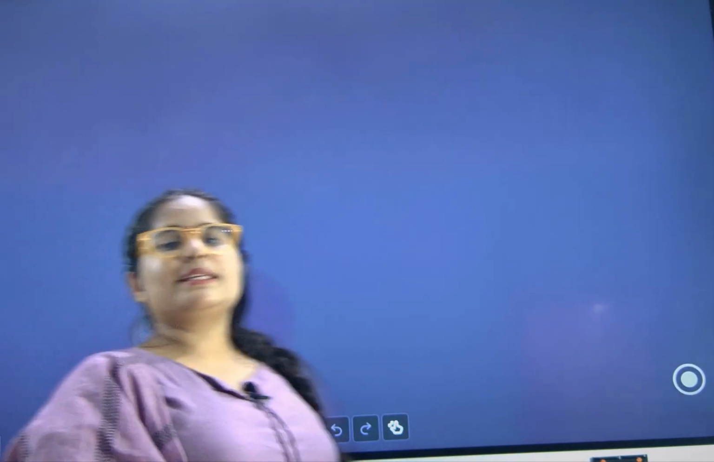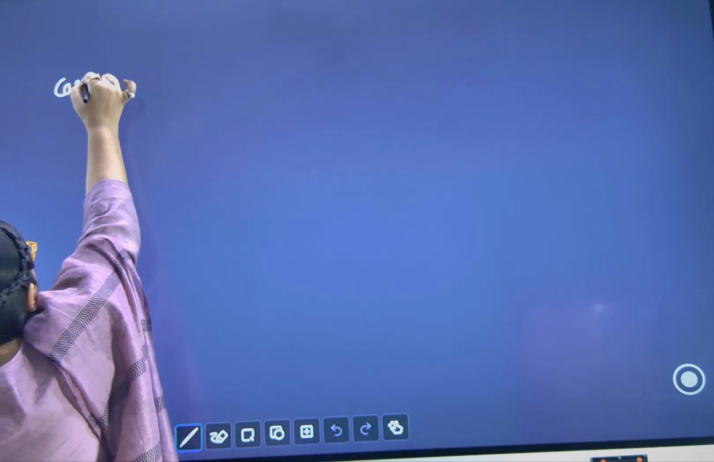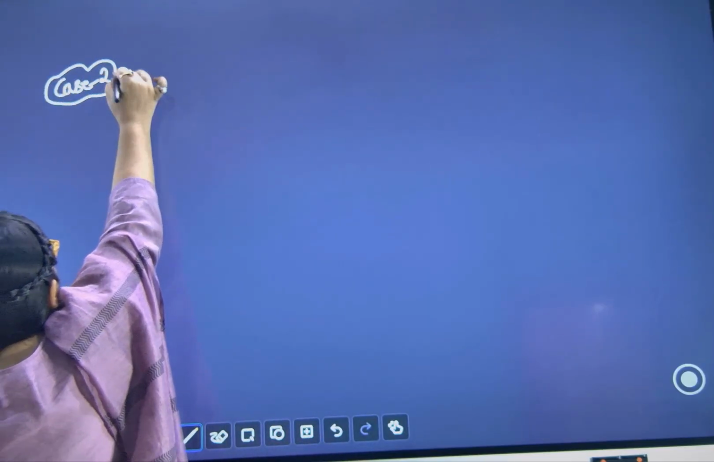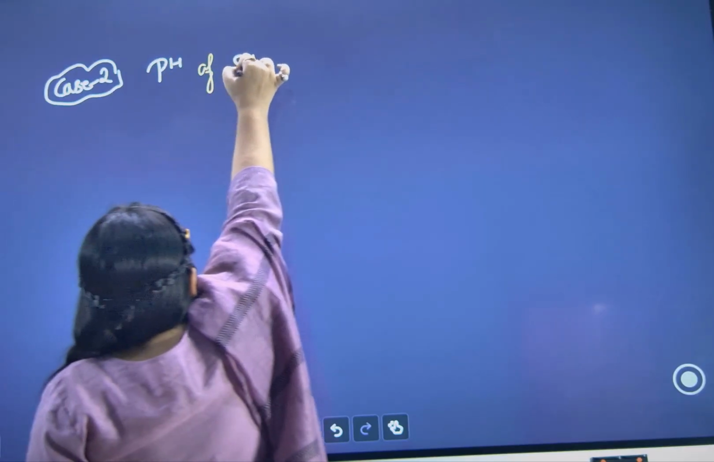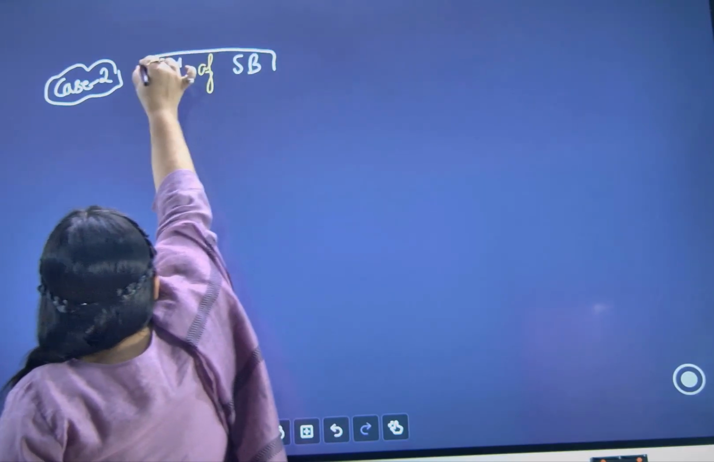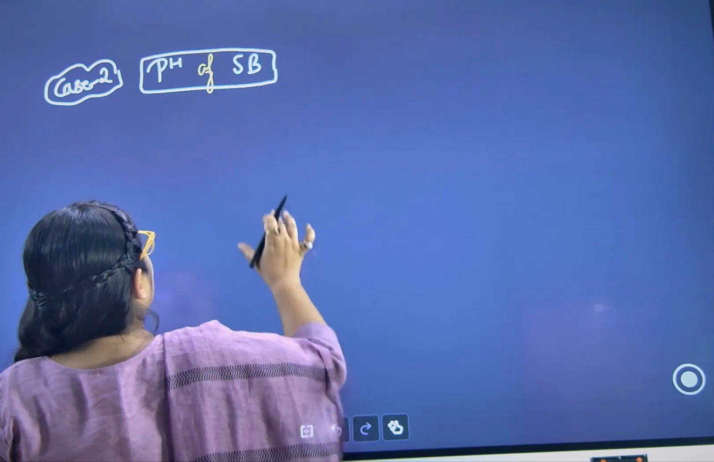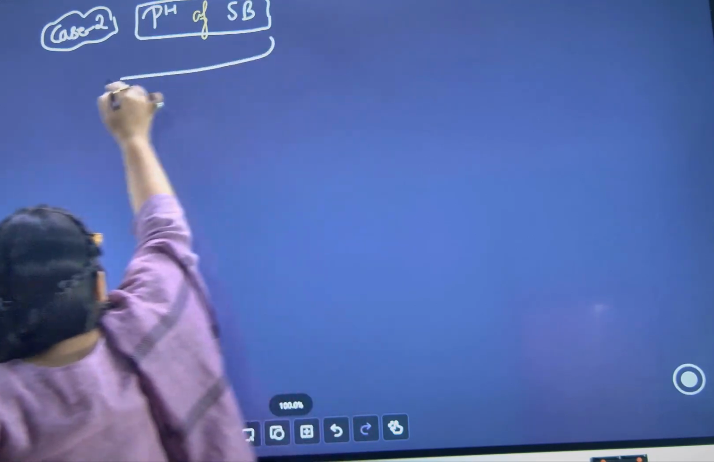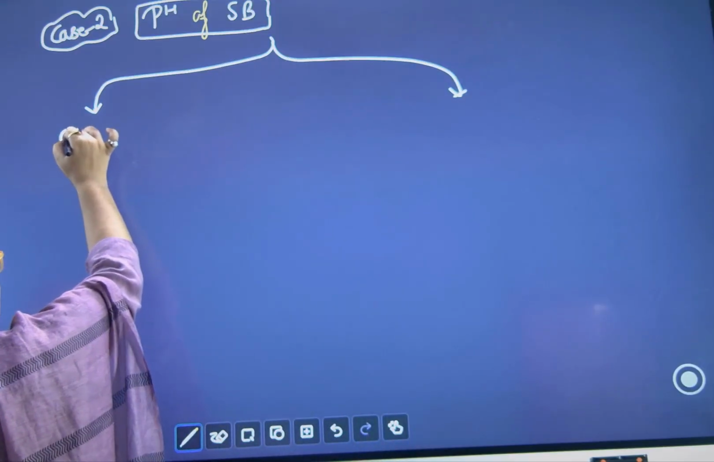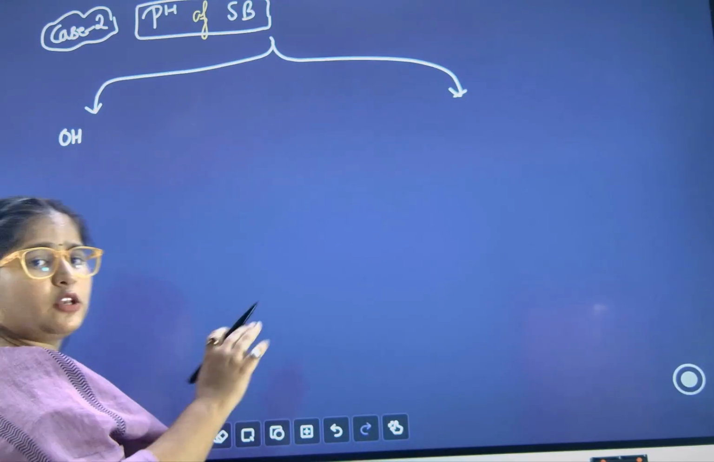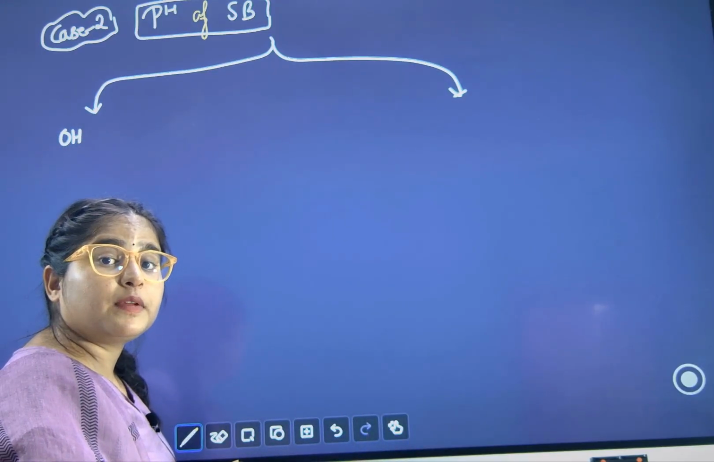Okay, now let us see case 2. Note down case 2. What is case 2? We will calculate pH of strong base. So for strong base also we will see the two cases I have told you. If it is a base, we will not calculate H ion. For base, what will we calculate?